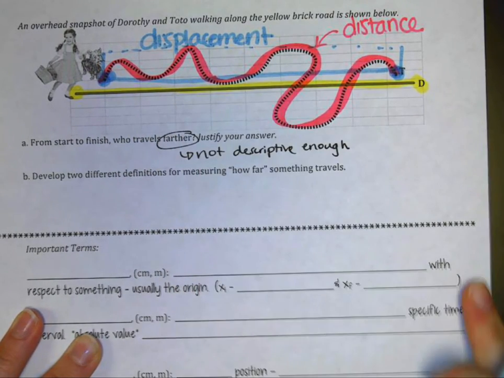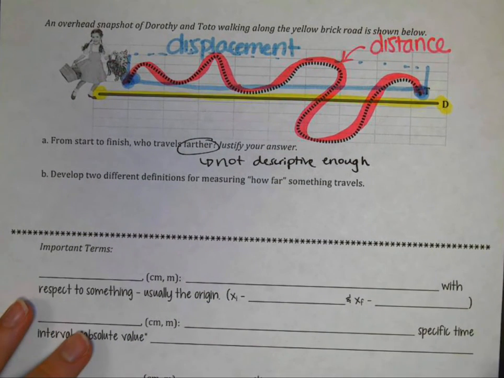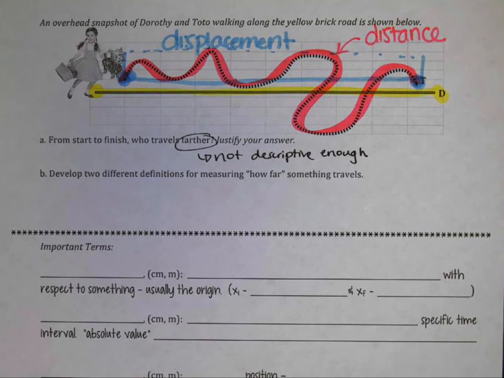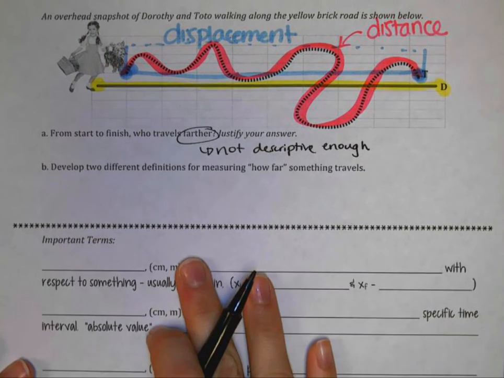So we have two different terms here, distance and displacement. Again, sometimes they're the same, but they are not always the same. In Dorothy's case, her distance and displacement are the same. In Toto's case, displacement and distance are different. So those were our two definitions. We can go back and look at our important terms.